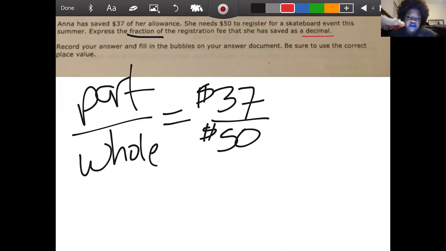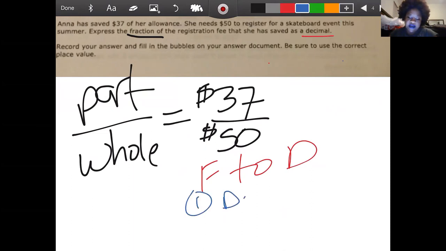So remember, you are just going to convert F to D. There are three ways to do that. One way is to divide.